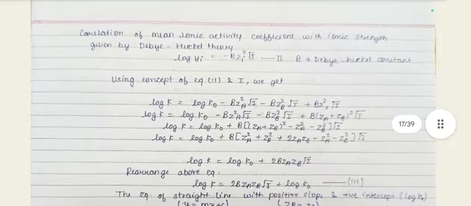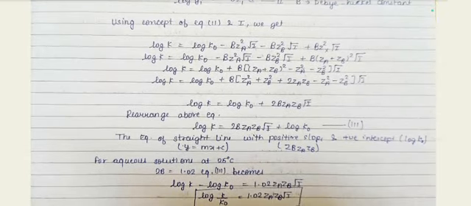Log k = log k₀ + log γA + log γB - log γX. The mean ionic activity coefficient is calculated with ionic strength as given by Debye-Hückel theory: log γi = -B zi² √I, where B is the Debye-Hückel constant. Using this in the previous equation, we get log k = log k₀ - B zA² √I - B zB² √I + B zX² √I.